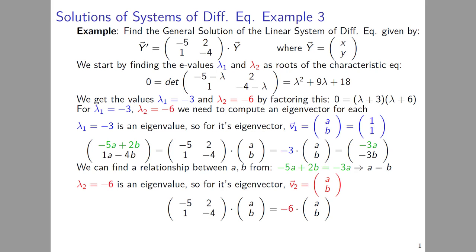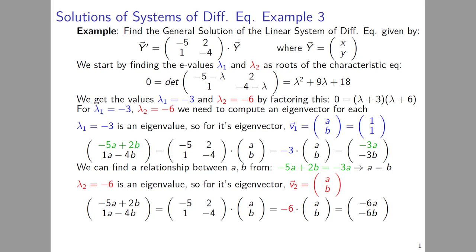Now for the eigenvalue λ2 = -6, we'll also have an eigenvector v2 made up of two unknown constants a and b. And again, we need to satisfy that our matrix times (a, b) is equal to the eigenvalue -6 times (a, b). Multiplying out the right, we'll have (-6a, -6b), and doing matrix multiplication on the left gives (-5a + 2b, a - 4b).